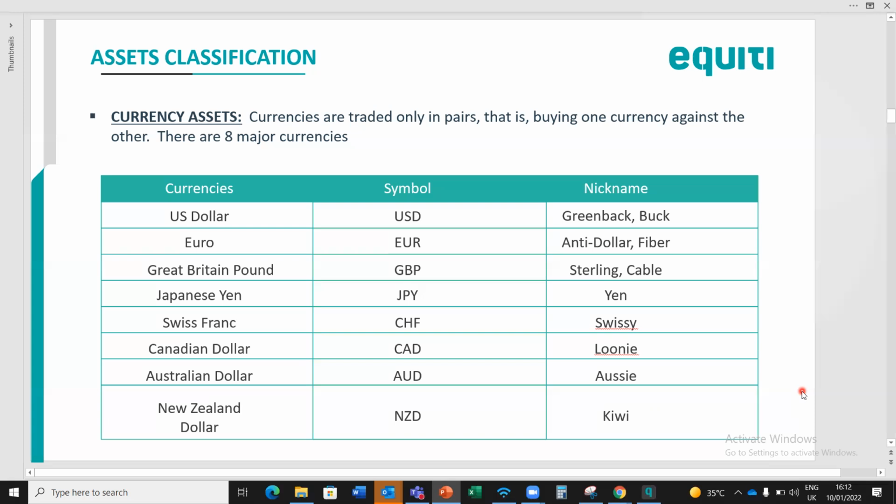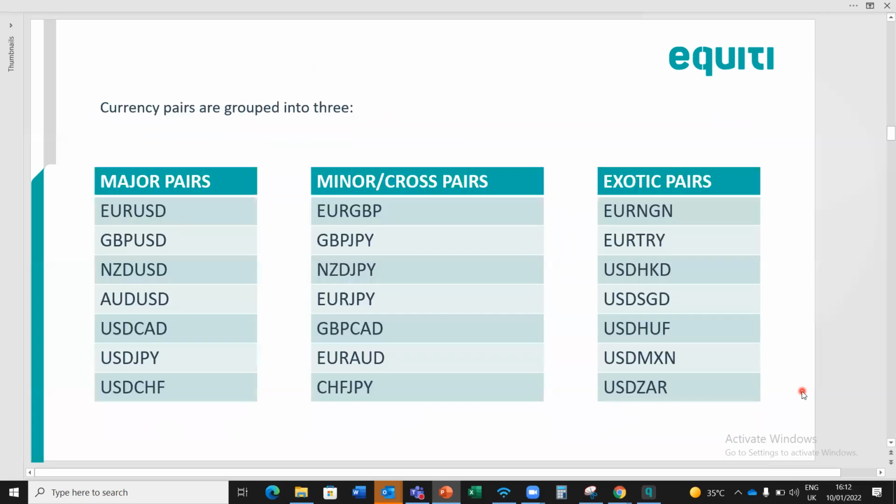Now, once you understand this, we will quickly go into the classifications of how these currencies are being paired. All right. Now we have three major categories or groupings of currency pairs. We have the major pairs, like we have here on this column. We have the minor or the cross pairs, and then we have the exotic pairs. Now, the major pairs, I'll quickly show you that. All right. I need you to write this down now.